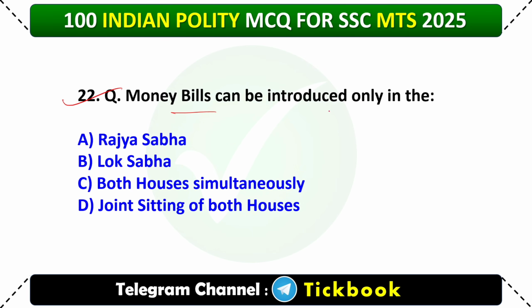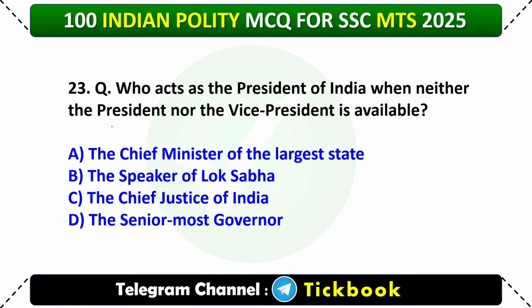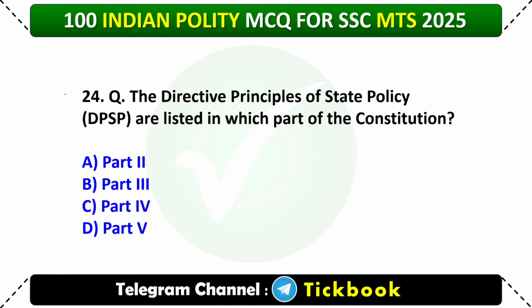22. Money bills can be introduced only in the? Option number B, Lok Sabha. 23. Who acts as the President of India when neither the President nor the Vice President is available? Option number C is the correct answer, the Chief Justice of India.